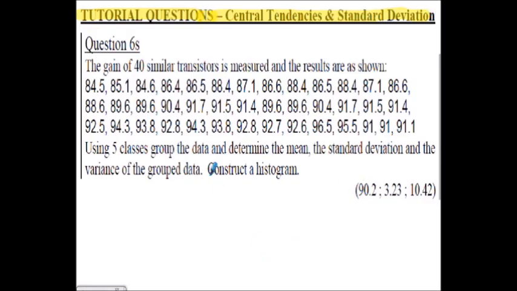This question does involve constructing a histogram, something we looked at in a previous presentation. It suggests to use 5 classes to group the data. It wants you to work out the mean, the standard deviation and the variance of the group data. For reference, variance is simply the standard deviation value squared.